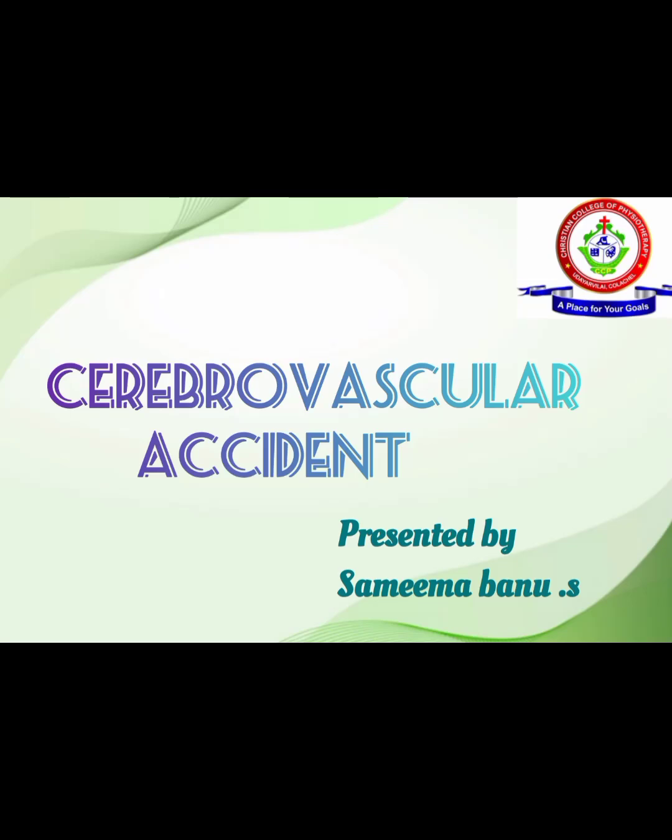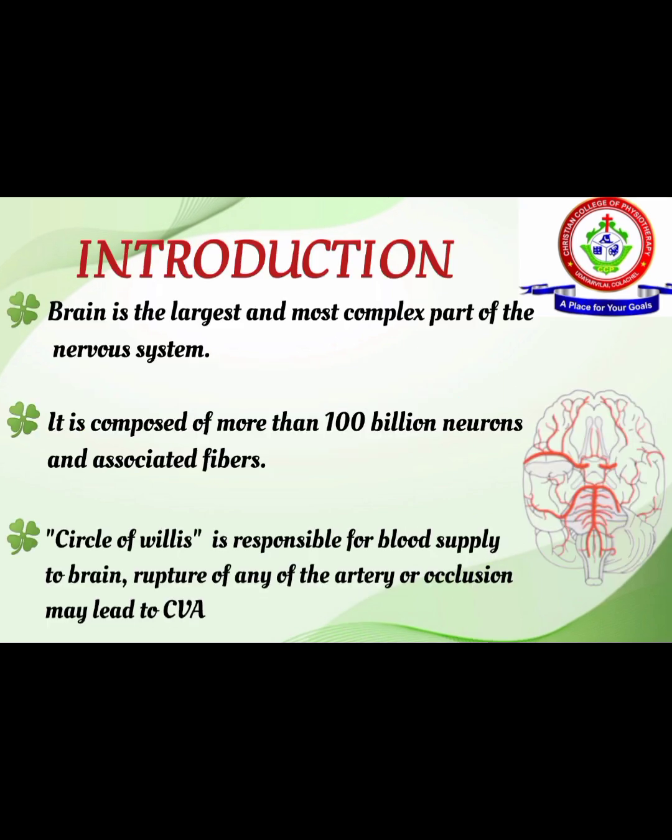Today I am going to present one neurological condition, that is Cerebrovascular Accident. Introduction. First of all, we have to know about the brain and its blood supply to learn about Cerebrovascular Accident. The brain is the largest and most complex part of the nervous system. It is composed of more than 100 billion neurons and associated fibers. The Circle of Willis is responsible for blood supply to the brain. The rupture of any of the arteries or occlusion may lead to cerebrovascular accident.